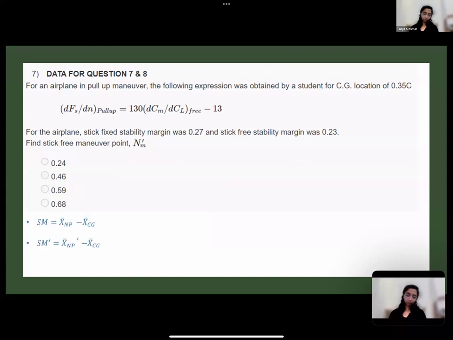Okay, so they're giving you two static margins, right? If the question was find the stick fixed maneuver point, you use the first equation. Stick free, you use the second equation. Let's try doing both.